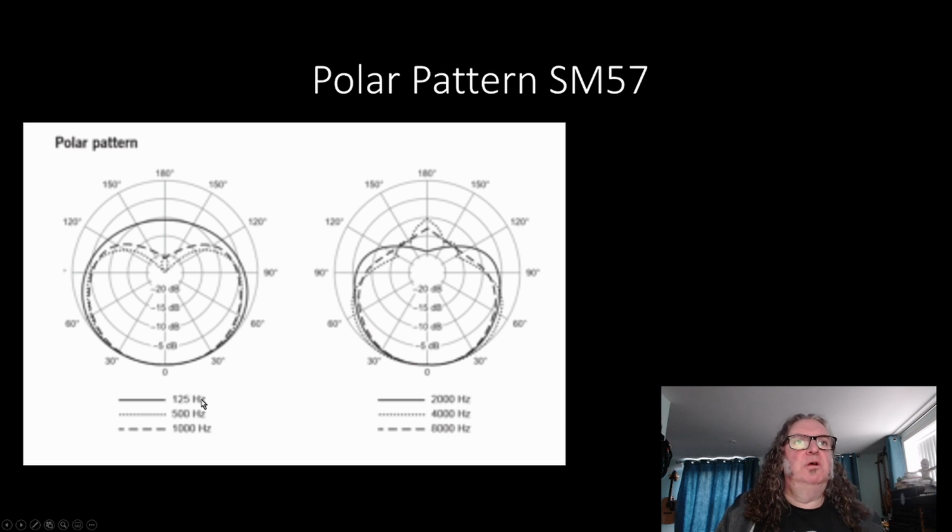So we've looked at 125 Hz and we're starting to creep into what we would call omnidirectional there. And as we get higher up, at 4K there, around the high mid getting into the presence area, it's starting to become what we would call hypercardioid.